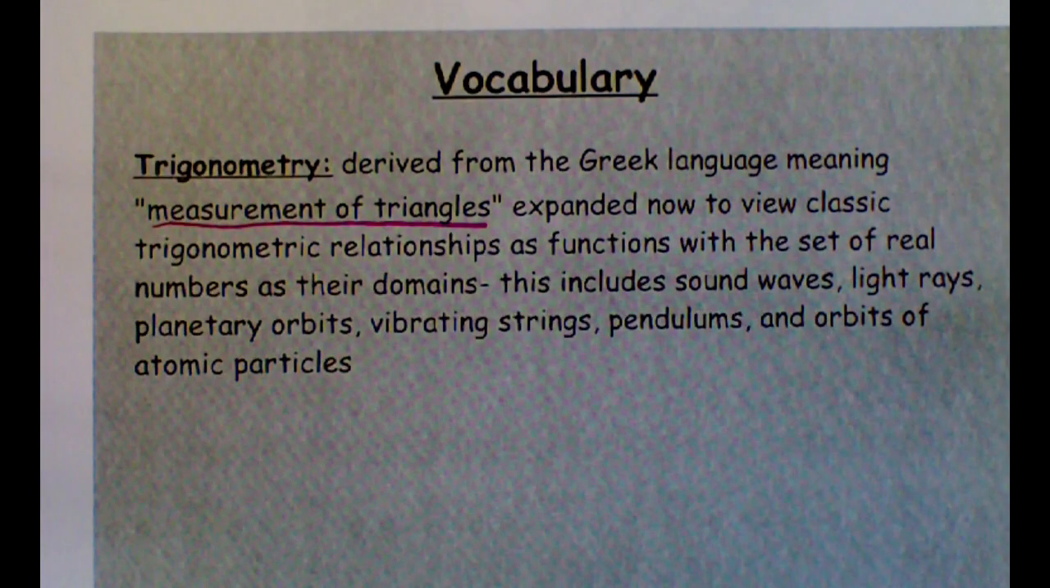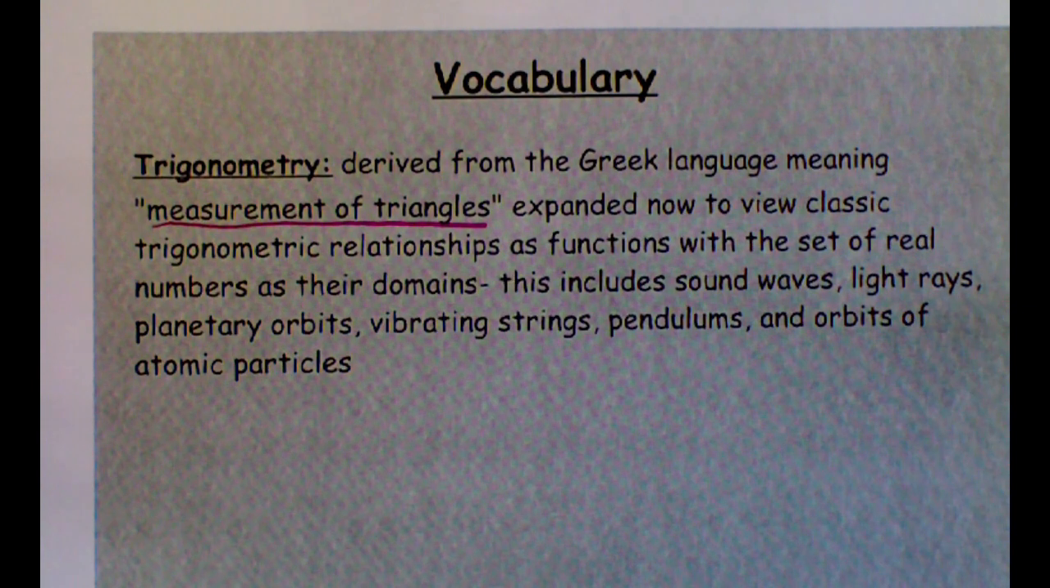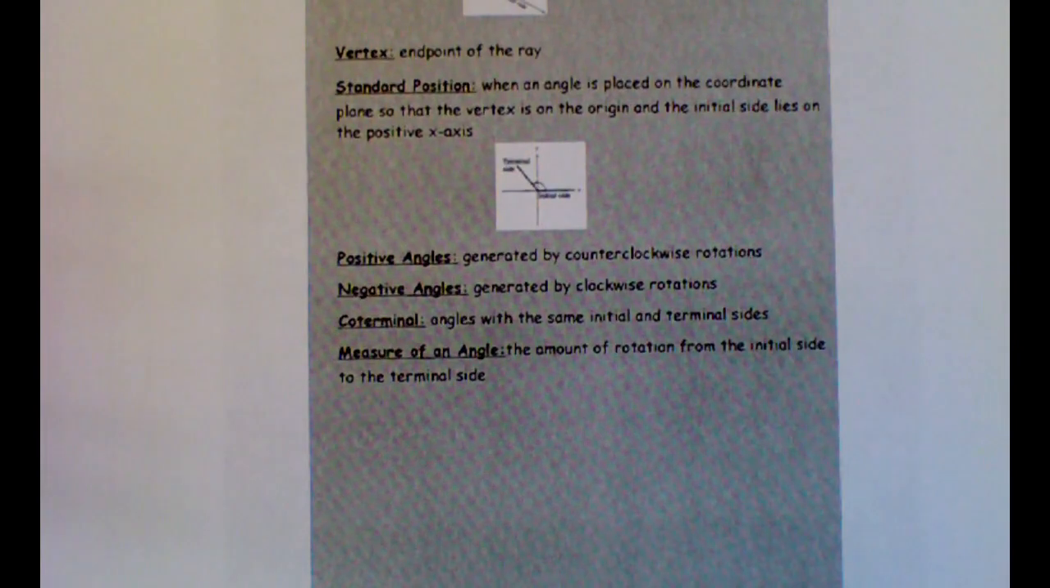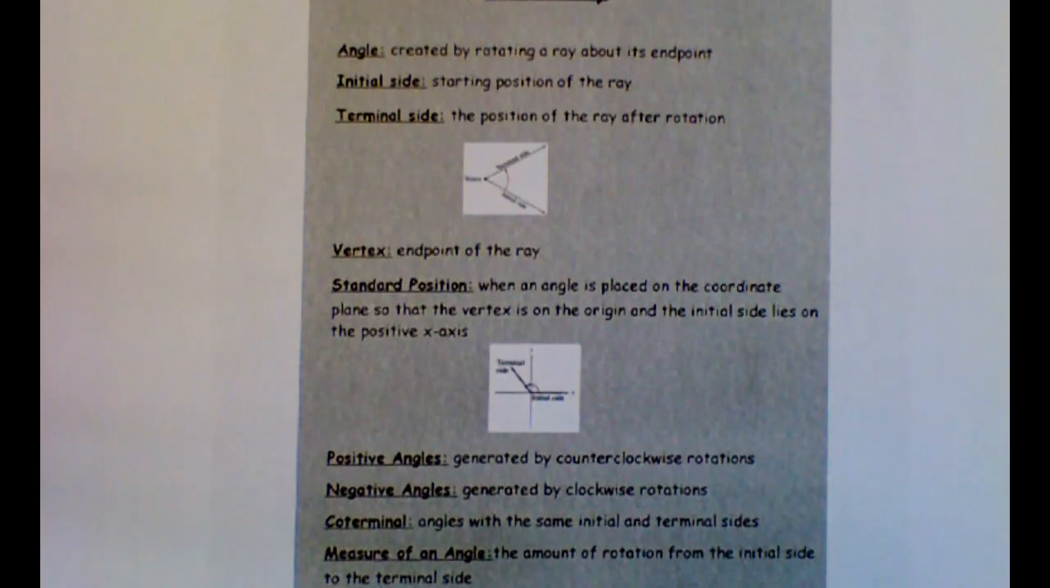Expanded now to view the classic trigonometric relationships as functions with the set of real numbers as their domains. This includes sound waves, light rays, planetary orbits, vibrating strings, pendulums, and orbits of atomic particles. All sorts of things can be modeled using trigonometry. So, some more vocab for us here.